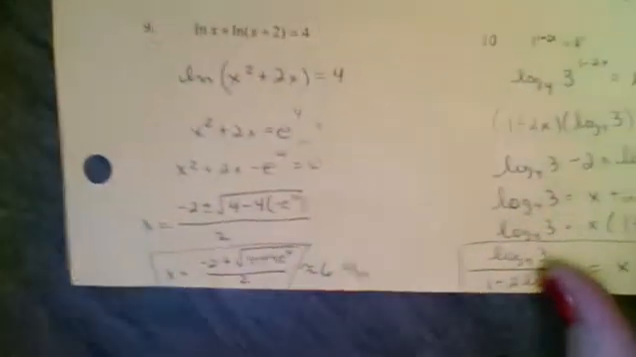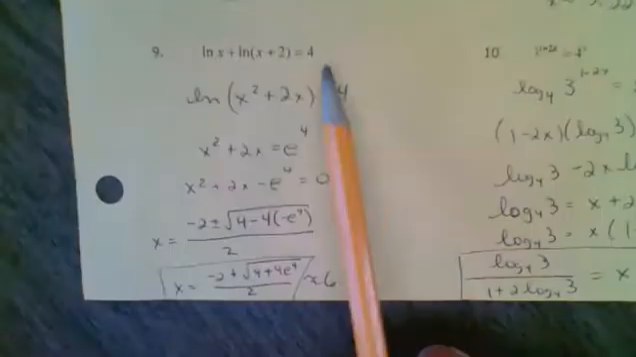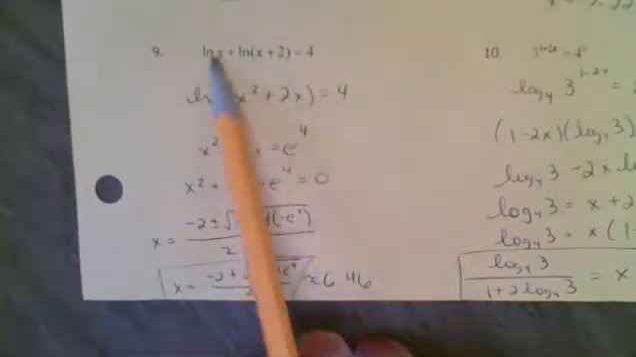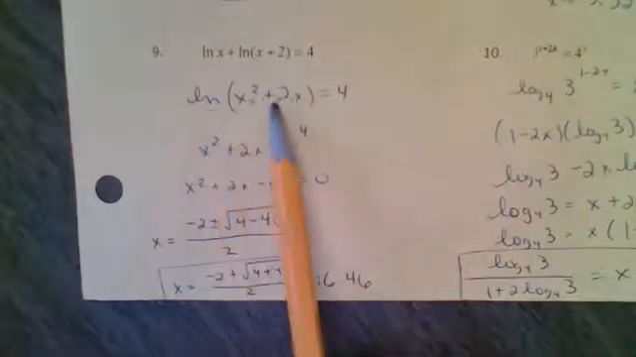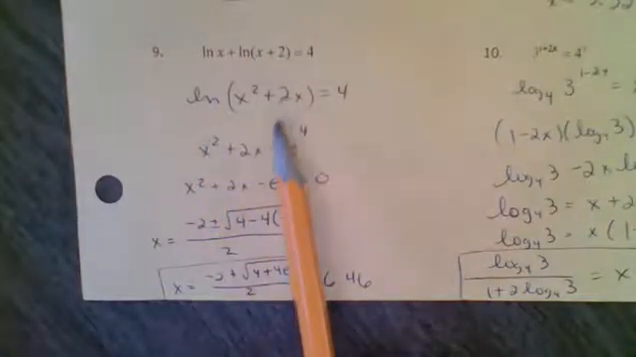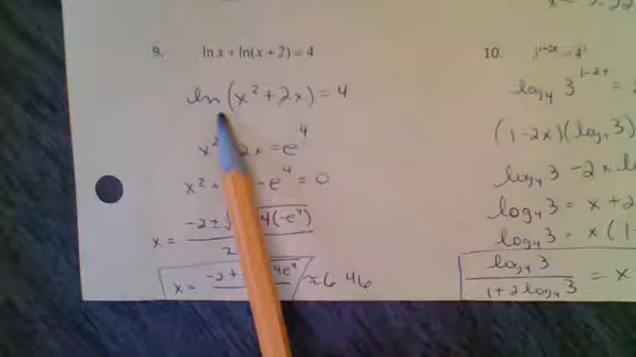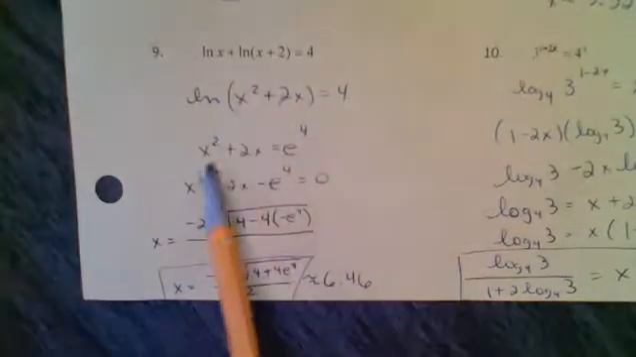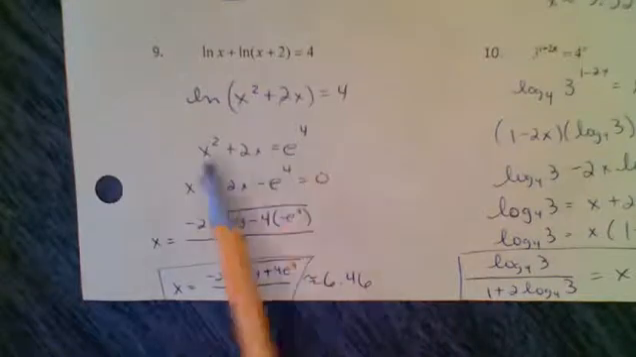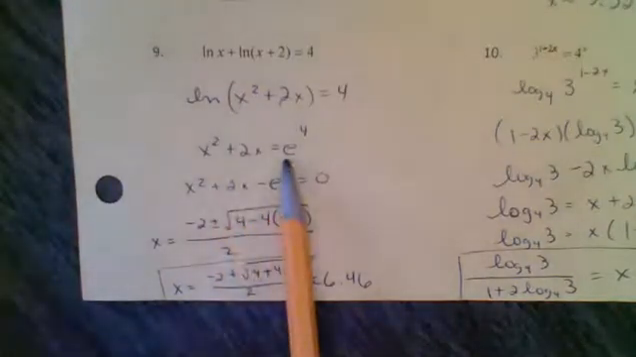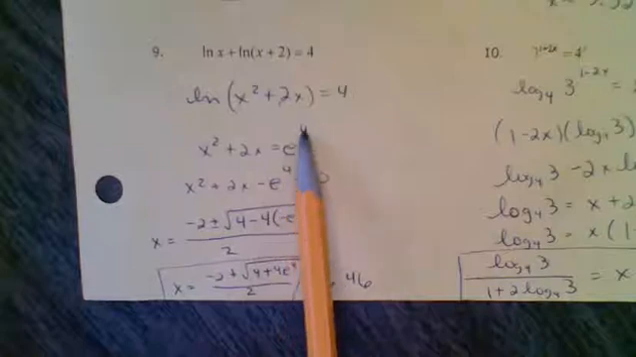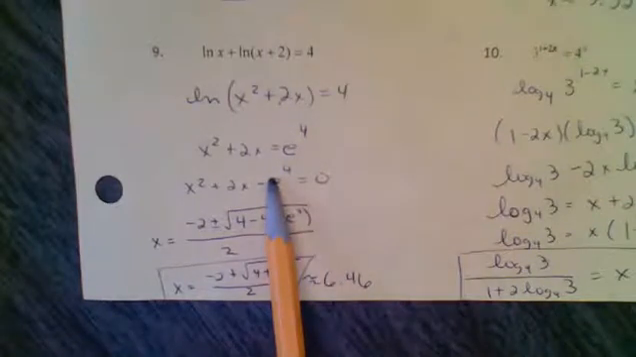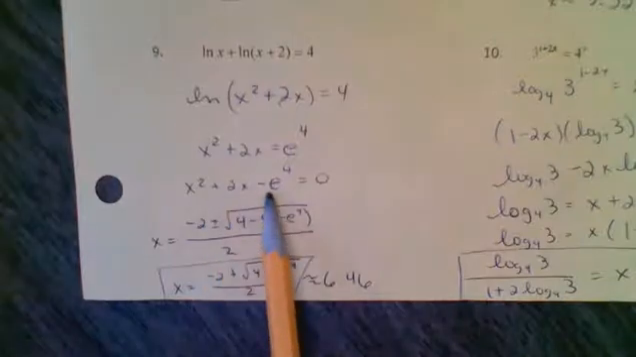9 is a log equation. Again, we have a number over here, so we first want to do our laws of logarithms. So we're going to write it as the natural log of the product. We're going to put it in exponential form. e is our base. e to the 4th has to equal this value. That is an exponential, or that is a quadratic, sorry. e to the 4th is just a number. So that's going to be your c value. So you've got x squared plus 2x minus e to the 4th.